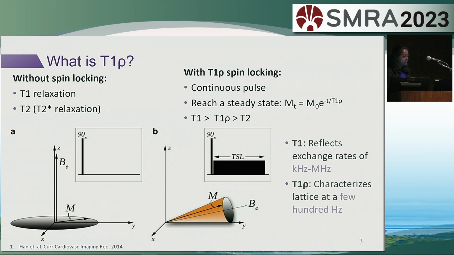So while T1 reflects exchange rates on the order of kilohertz to megahertz, T1-rho characterizes the lattice at a few hundred hertz. How this relates to fibrosis is that T1 tends to measure these faster moving molecules, which traditionally is water, whereas T1-rho could measure these bigger macromolecules of proteins such as collagen, which could lead us to understanding fibrosis.